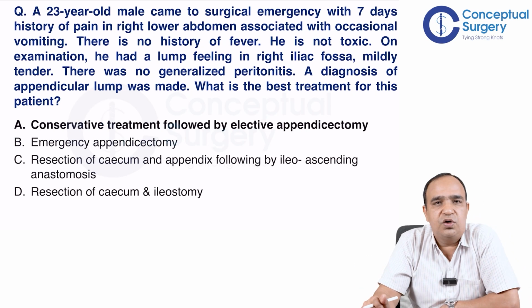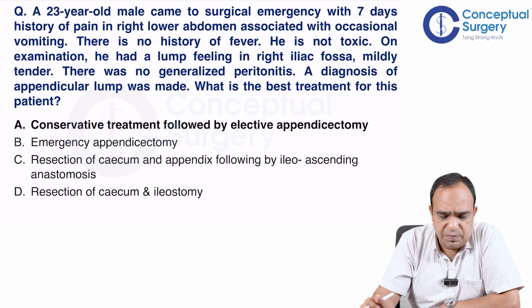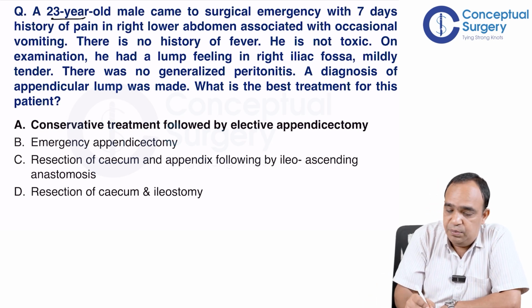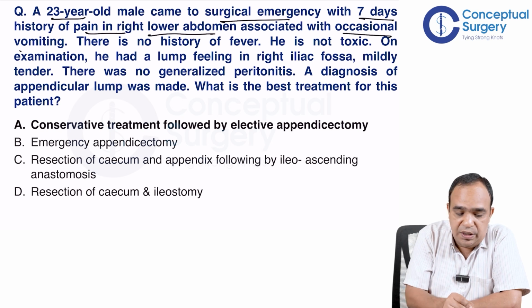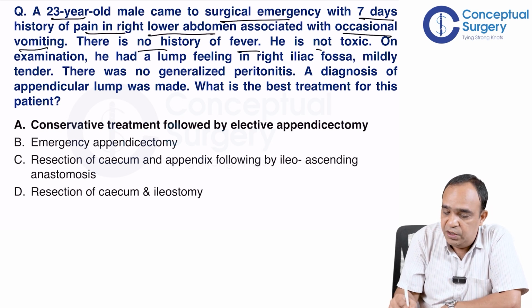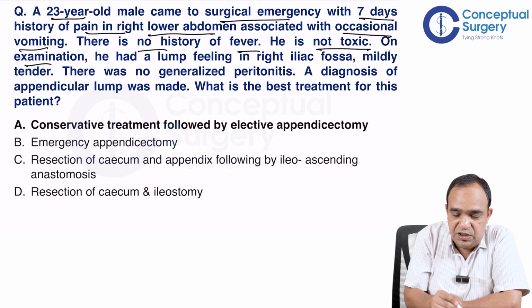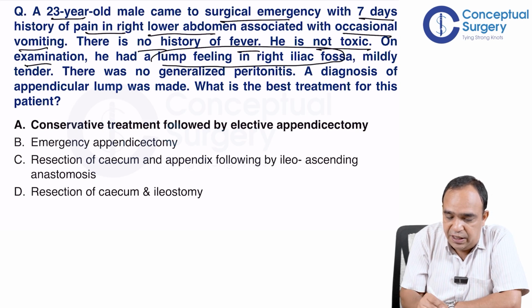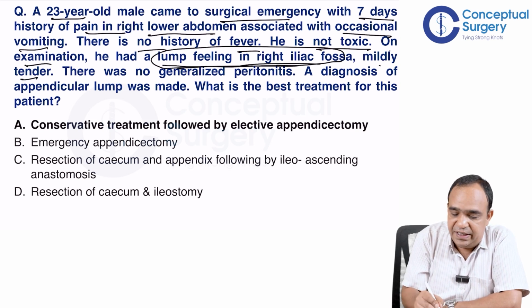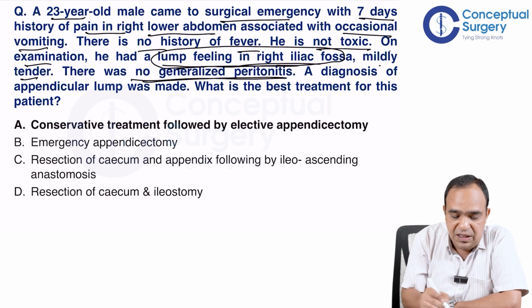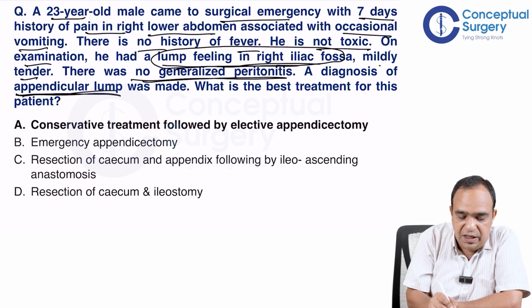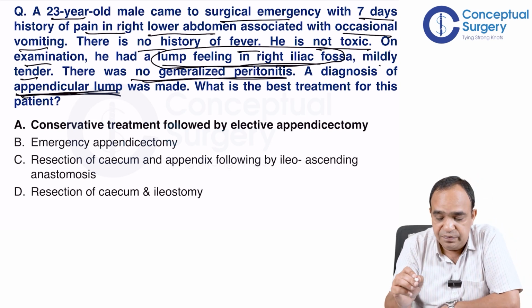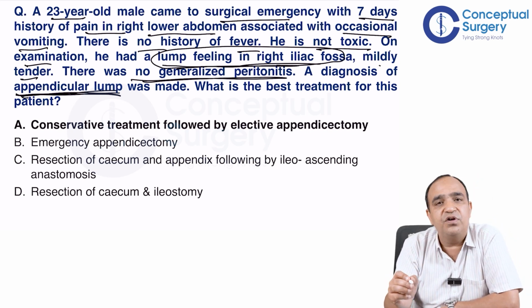Now let us move on to the proper appendicitis. A 23-year-old male came to surgical emergency, 7 days history of pain in the right lower abdomen, occasional vomiting, no fever, not toxic. On examination, there is a lump in the right iliac fossa, mildly tender, no generalized peritonitis. The whole story is not required now. We have the diagnosis, appendicular lump. What is the best treatment for this patient?